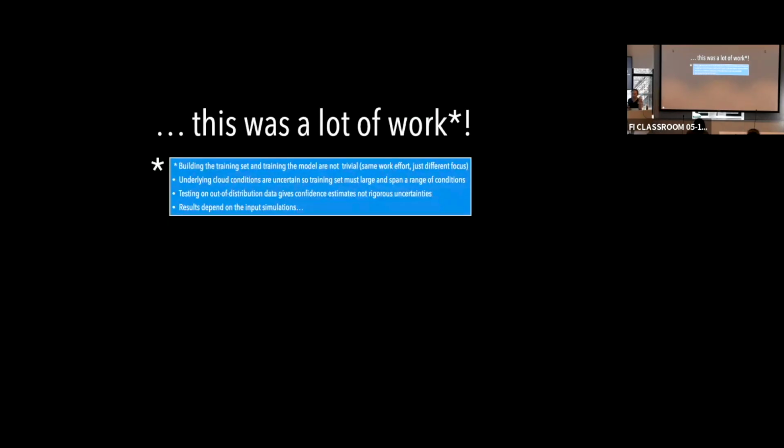Now, as you may have noticed, I also didn't talk about uncertainties. Our method is not giving us confidence estimates, except in the sense that we test it on out of distribution data, which is never seen before. That allows us to say, okay, if the conditions are wildly different, then we get maybe a factor of 2 or something in the estimated mass. And it is also dependent on the input simulations.